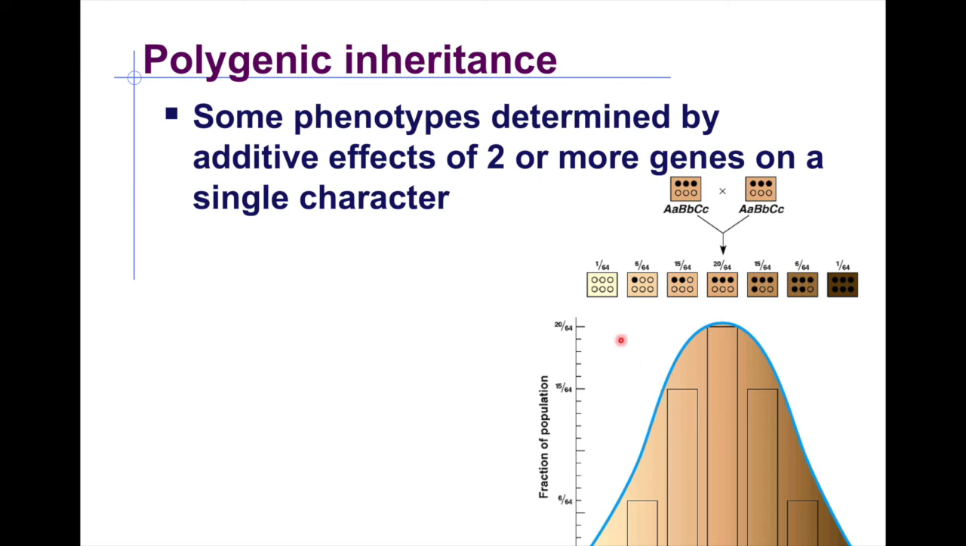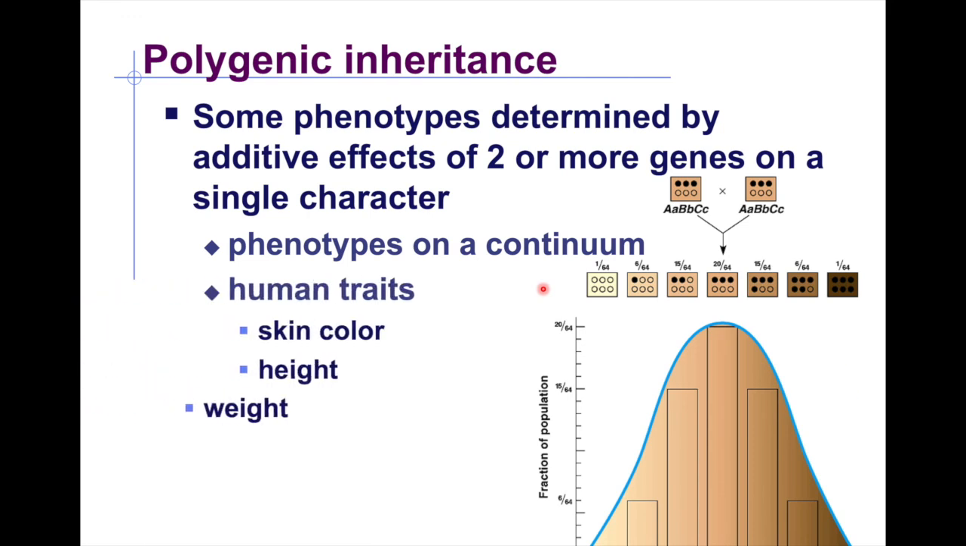Skin color ranges from being absolutely pale, to a little bit fair, towards being morena, and eventually towards having darker colors. The phenotypes are on a continuum, on a gradient. A lot of human traits have this particular scheme of inheritance: skin color, height, weight, intelligence, behaviors.